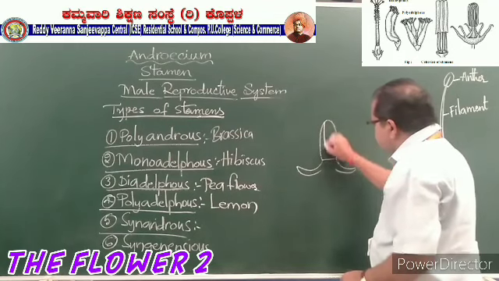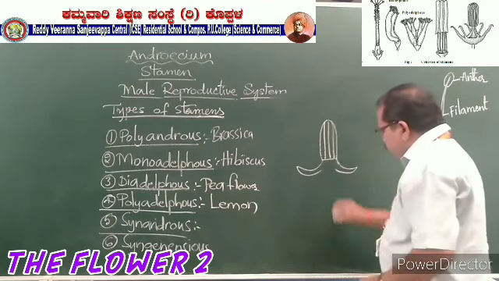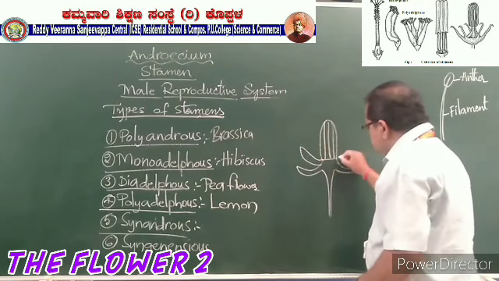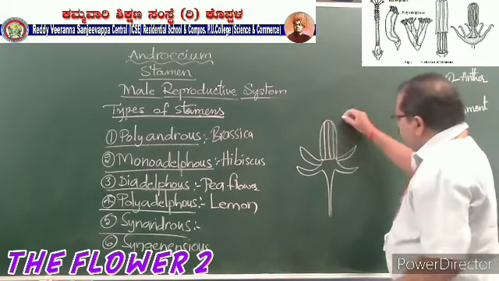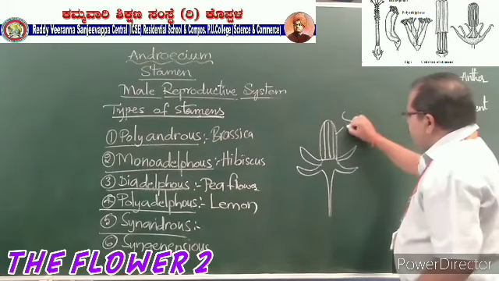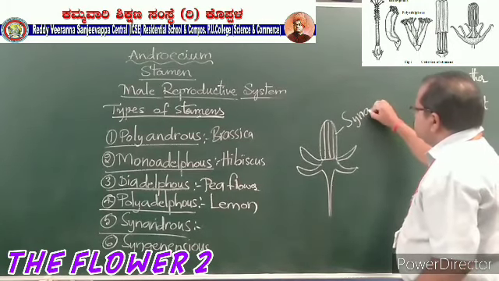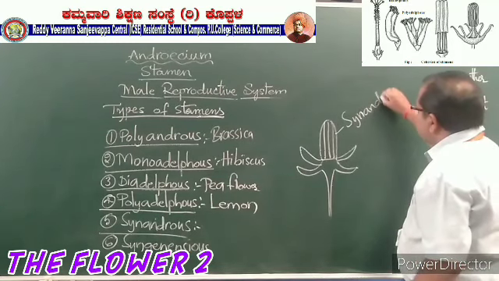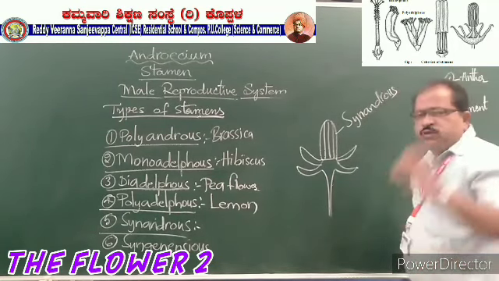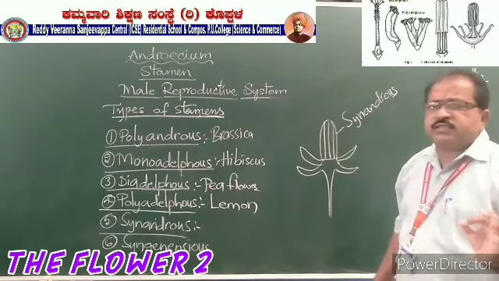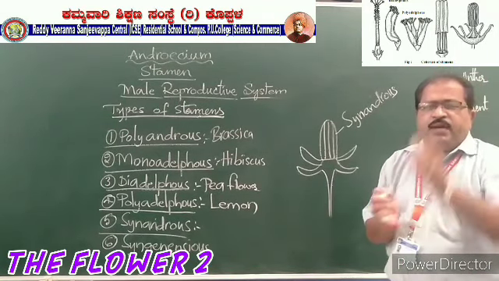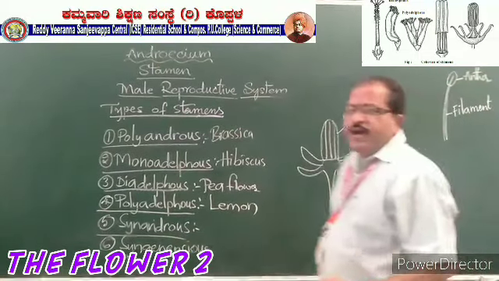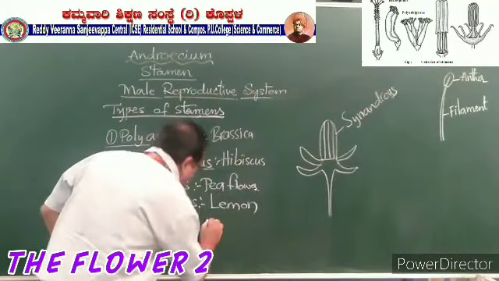Like this, the synandrous will be like this. All the filaments are fused together. This is called synandrous. Very easily you can find this synandrous condition. In this, all the filaments as well as the anthers are fused together, forming a cylindrical shape. This is called synandrous, and this we can find in the pumpkin flower.